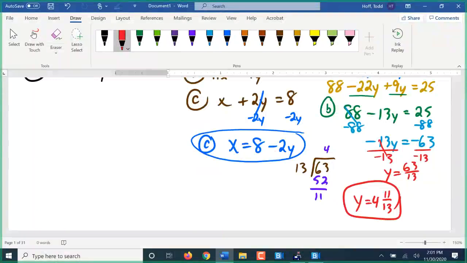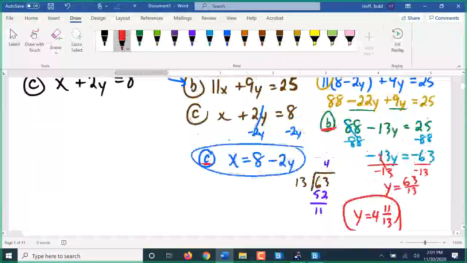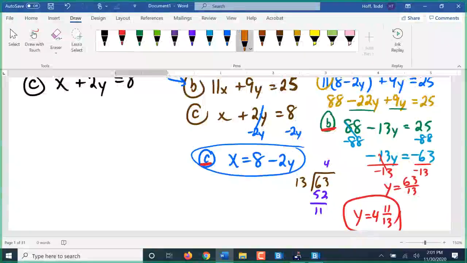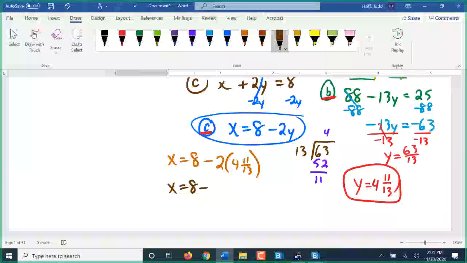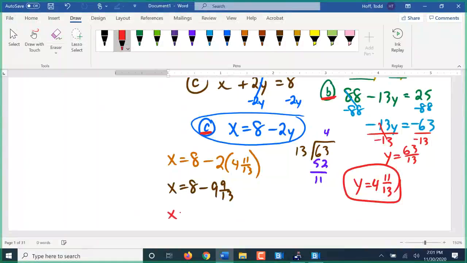Now we can go back and find our other variables. This was equation B. Our next step here, equation C, is already solved for x in terms of y, so we can find x there. X equals 8 minus 2 times y, of course, is 4 and 11/13. Well, 4 and 11/13 times 2 is 9 and 9/13. We subtract 8 minus 9 and 9/13 is a negative 1 and 9/13.